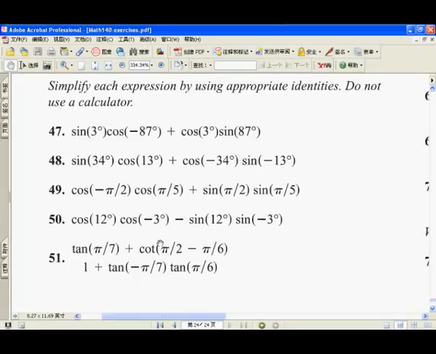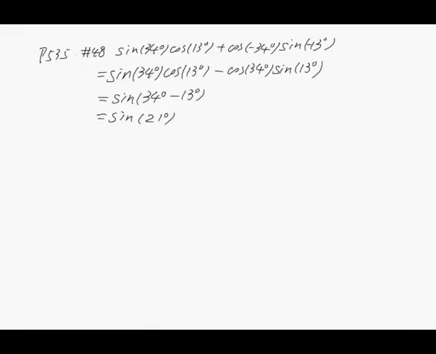Now let's look at problem 50. Okay, let me copy this problem on the whiteboard. Cosine of 12 degrees times cosine of negative 3 degrees minus sine of 12 degrees times sine of negative 3 degrees.